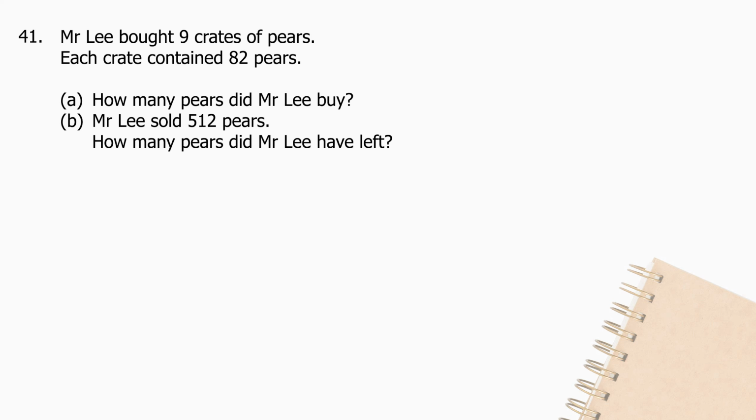Question 41. Mr. Lee bought 9 crates of pears. Each crate contained 82 pears. A. How many pears did Mr. Lee buy? B. Mr. Lee sold 512 pears. How many pears did Mr. Lee have left?